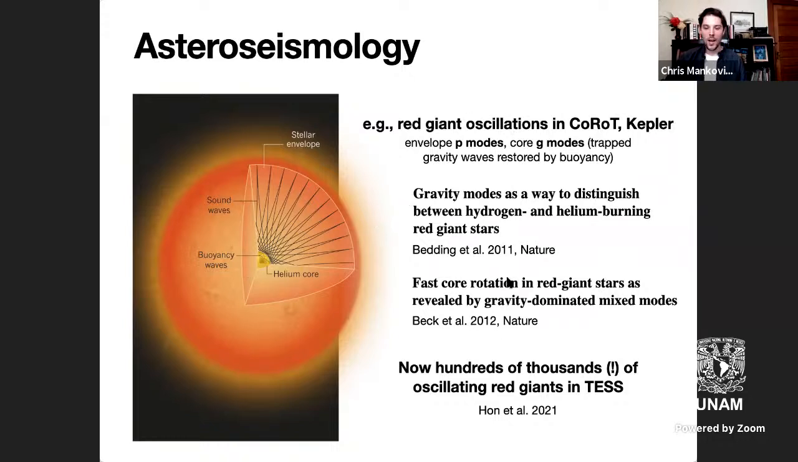And there have been a couple of huge results that came out of this field. One of them is this Nature result, gravity modes as a way to distinguish between hydrogen and helium burning red giant stars. This is fascinating because on the red giant branch, in terms of the location on the Hertzsprung-Russell diagram, there's no way to tell which red giants are ascending the red giant branch versus those that are sitting on the red clump burning helium in their cores. But this mixed mode seismology made it possible to disentangle those two families because they have different signatures in their pulsations, because one of them has a convective core in part of this helium core that's burning helium.